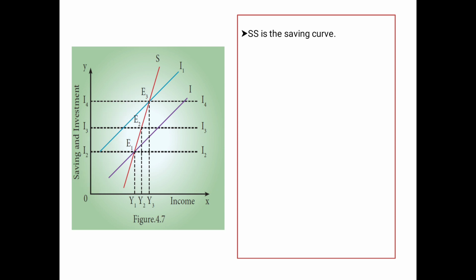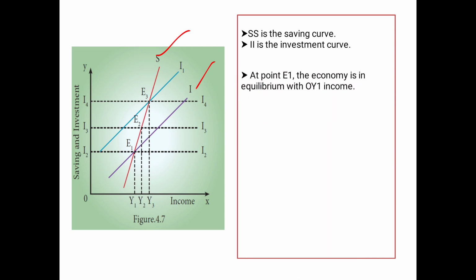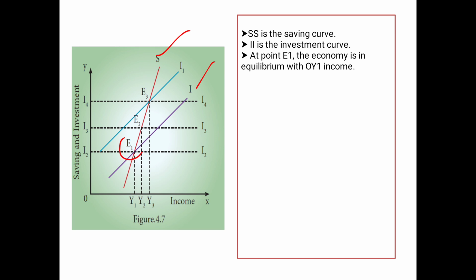What does this red line show you? It is supposed to be the supply curve. Next one, then the II curves. Can you see all these II curves? This one is called the investment curve. Now you can see the E1 equilibrium point. Why do we call it an equilibrium point?